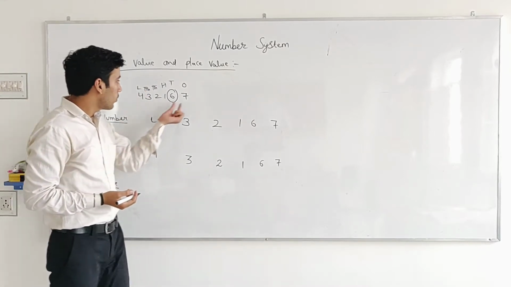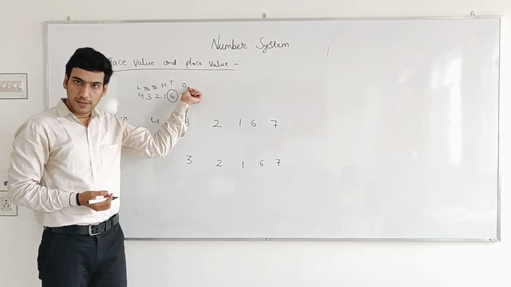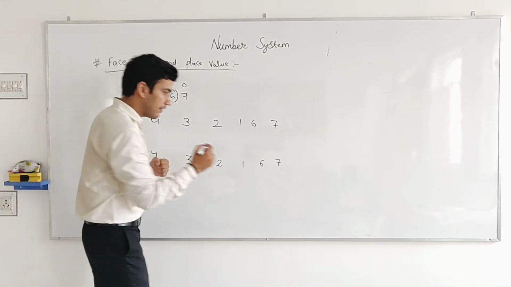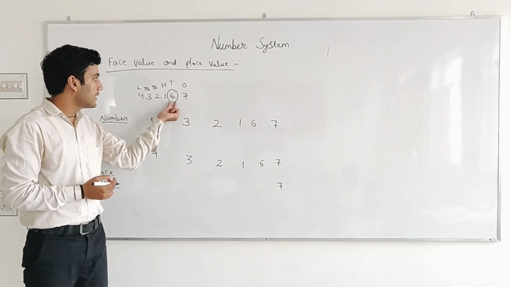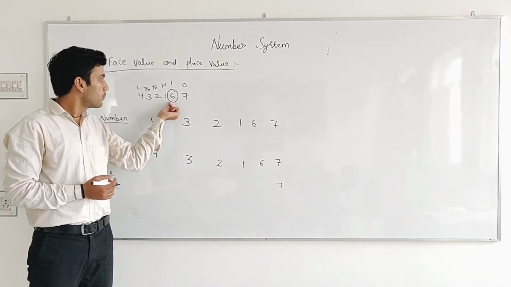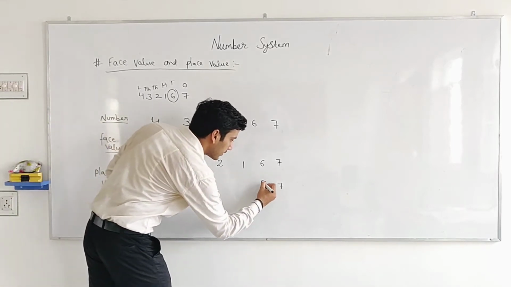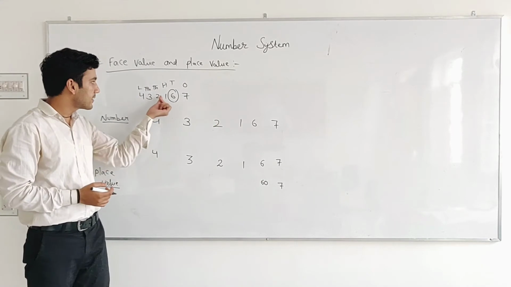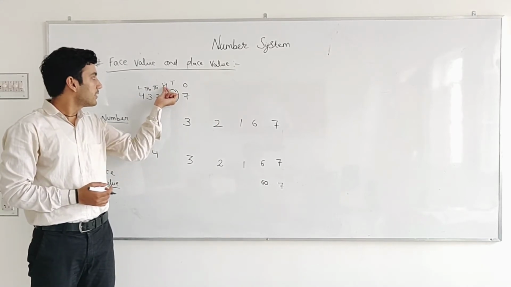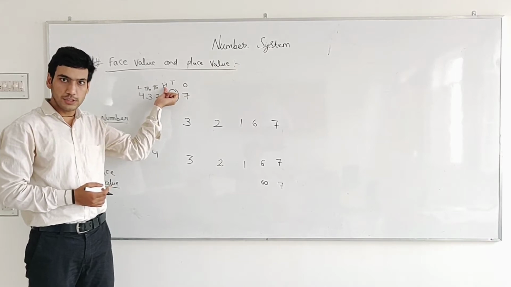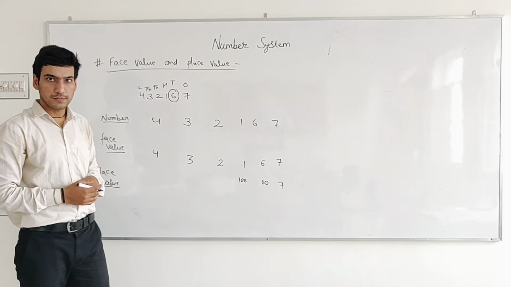So what is the place value of this 7? Because 7 is on the 1's place, the place value of 7 is 7. Now what is the place value of this 6? 6 is on the 10's place, so its place value is 60. Next, what is the place value of 1? Because 1 is on the 100's position, its place value is 100.